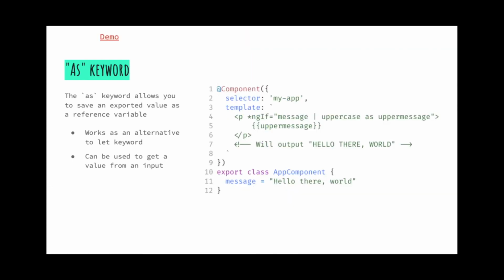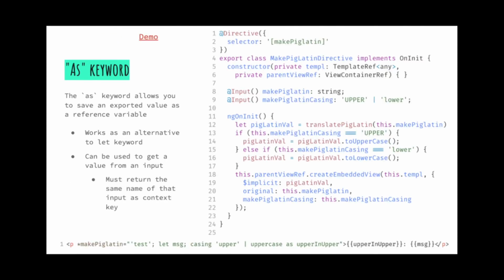Which, to clarify, this uppercase pipe is not something that I've done. This is built directly into Angular. It allows us to store values directly from within. And in order to make this work, all we have to do is return the name of the input as the same thing. So in this case, casing uppercase, we can just return the key make Pig Latin casing, and it will allow us to preserve what upper pipe uppercase is. So in this case, it would be like upper with all caps.